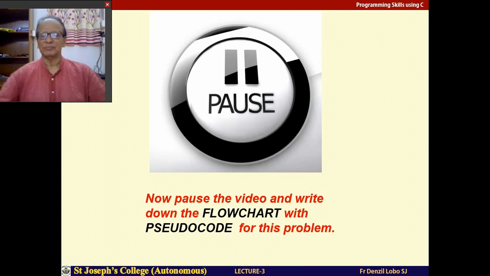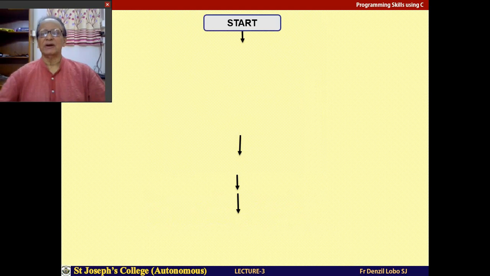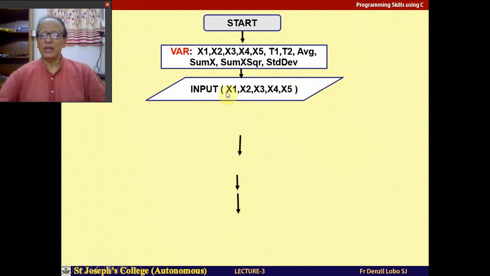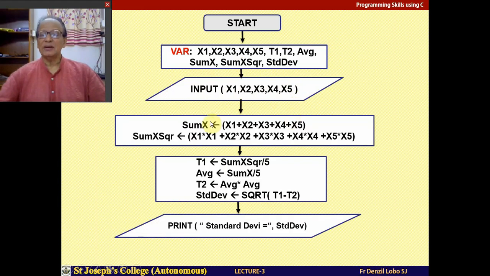Spend some time. If you have completed, now we start the flow chart. Start, and we declare variables x1 to x5, term 1, term 2, average, sum x, sum x square, and standard deviation. We input 5 numbers. That is what we are supposed to do first. And then we find sum x. Sum x is equal to sum of 5 numbers.